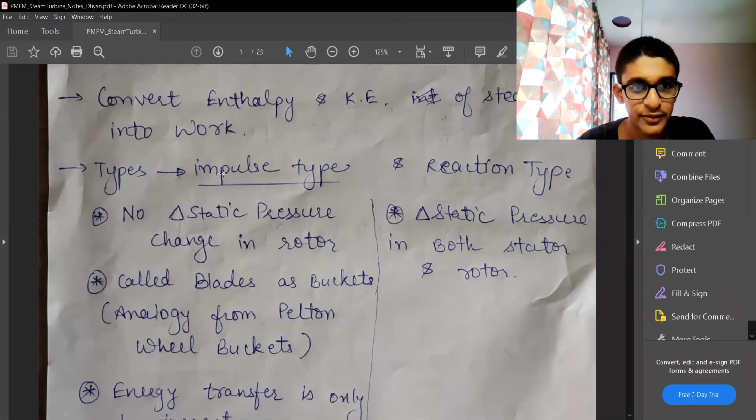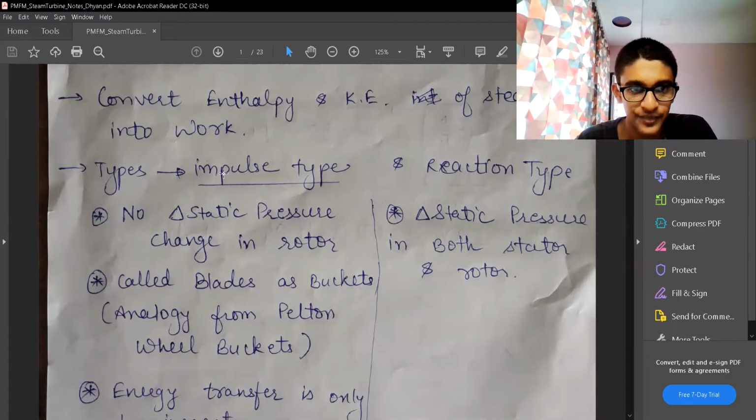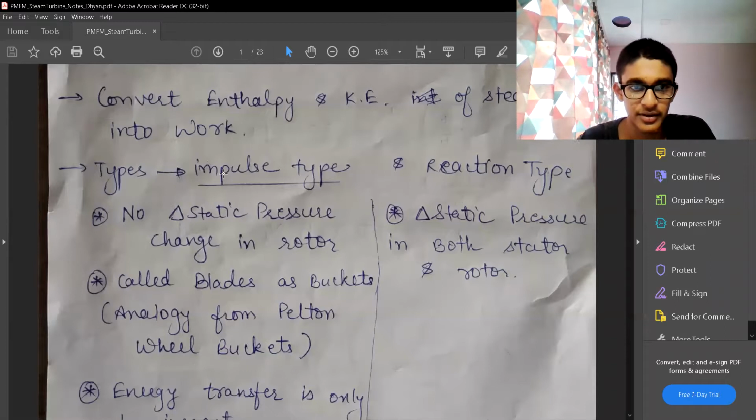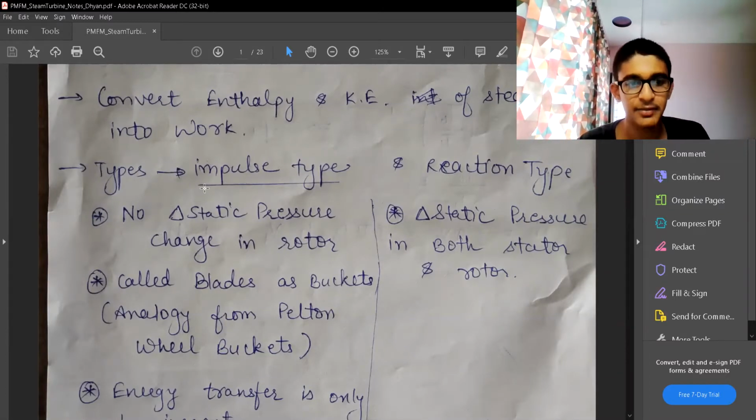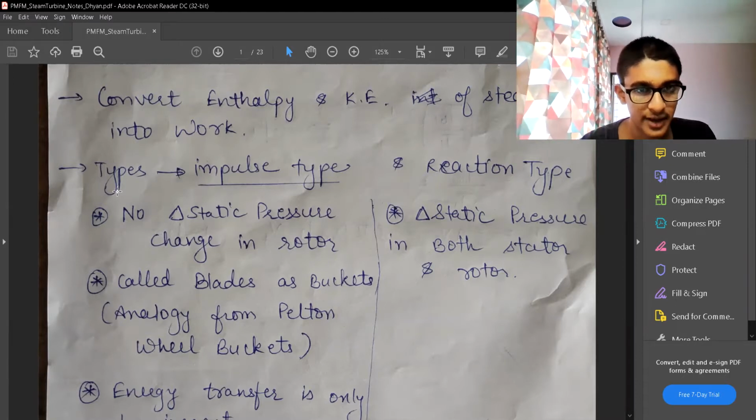They are differentiated in terms of the degree of reaction definition, which is defined as the change in static pressure in the rotor divided by the change in static pressure in the stage. The stage is a combination from the start to the end of the turbine. So there can be multiple stages, and multiple equipment such as diffuser, volute casing, rotor, stator, etc. All this combined will come into the denominator, and in the numerator there is only one term, that is the static change in pressure, or the isentropic change in enthalpy, in the rotor stage only. So let's see the impulse type in detail.